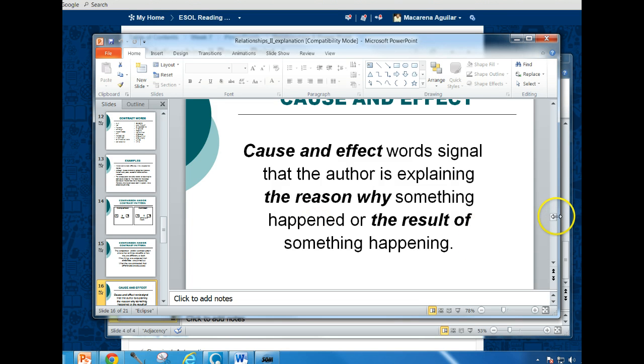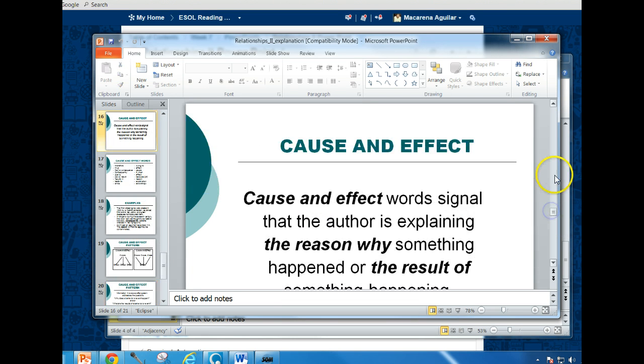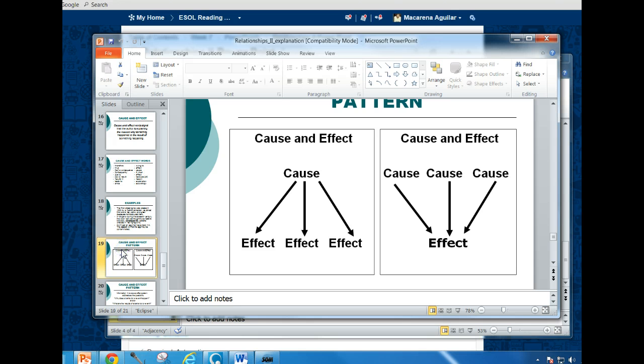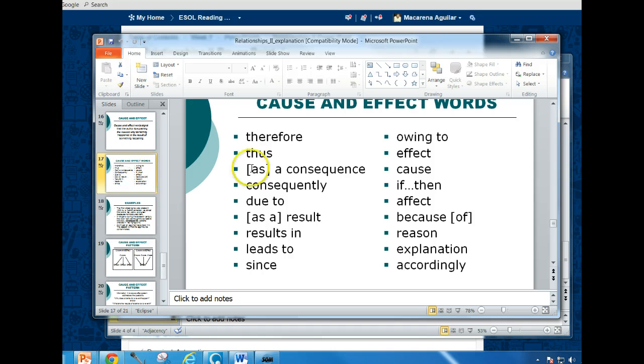And then the next pattern of organization is cause and effect. So words signal that the author is explaining the reason why something happened or the result of something happening. And we have cause and effect. You have one cause, several effects, several causes, one effect. And I skipped here the cause and effect words: therefore, thus, consequently.